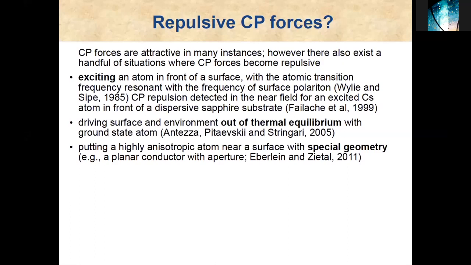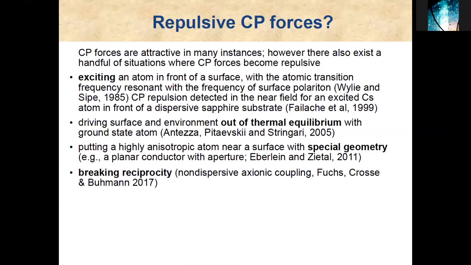So the third theoretical mechanism for achieving repulsive Casimir-Polder force on a ground state atom is to make the atom very anisotropic and put it in front of a surface with a special geometry, for example, a planar conductor with a small aperture. There are various special geometric scenarios considered by various authors, and Eberlein and Zietal is one of them.